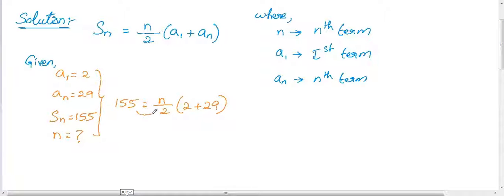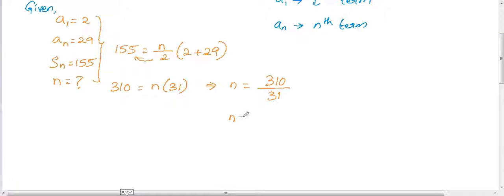So first move that 2 to this side. So 155 times of 2 is 310 is equals to n into 2 plus 29 is 31. So 310 is equals to n into 31, and n is equals to 310 divided by 31, which is nothing but 10. So number of terms n is 10.